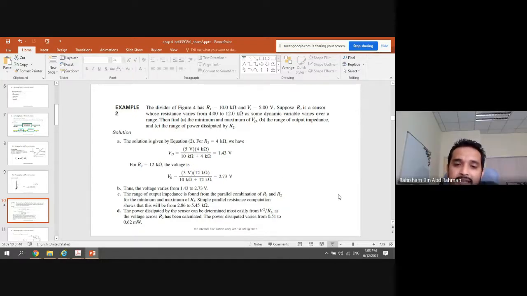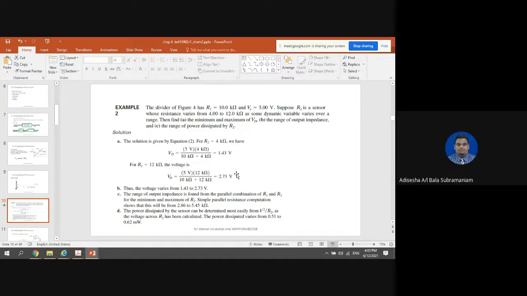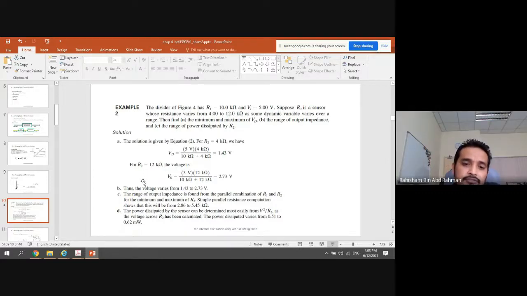I want you all to understand what is meant by range. The maximum will be 2.73. That is the maximum. Why? Because it's clearly mentioned that R2 is a sensor, and the maximum resistance is 12, so you definitely cannot reach 3.0. The same goes for the minimum. Can we have 1.0? The answer is no, because the minimum resistance is 4.